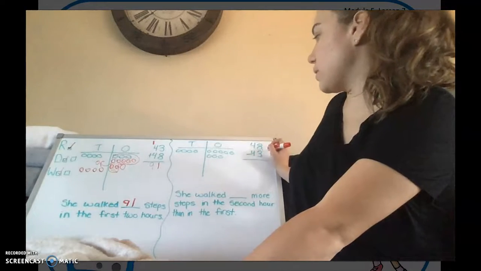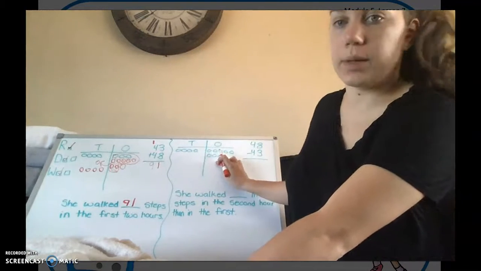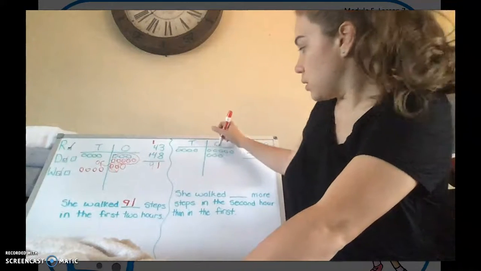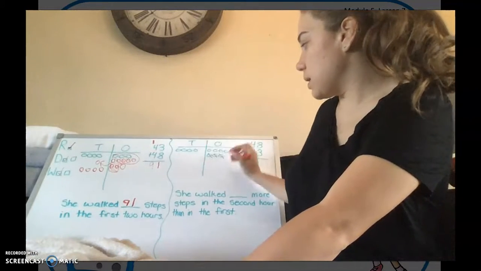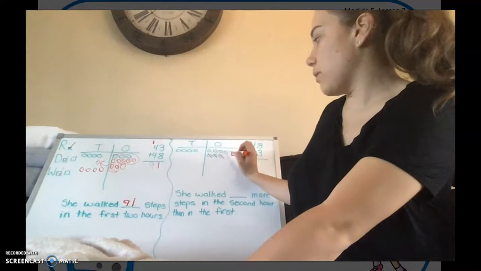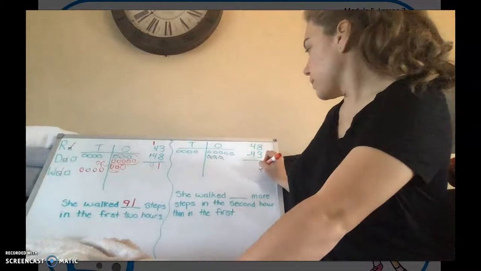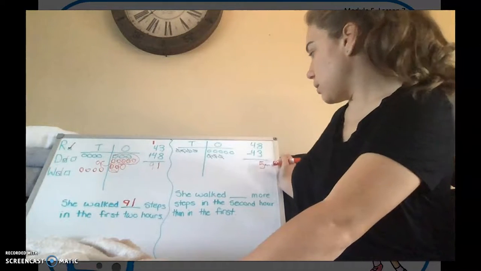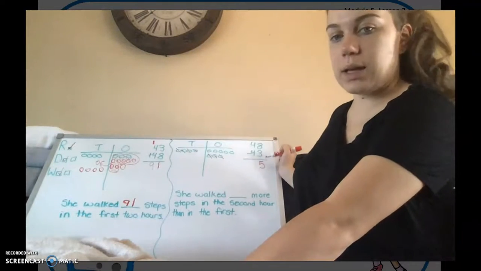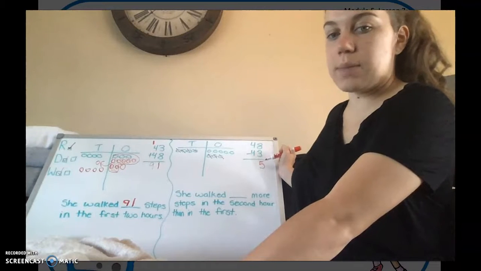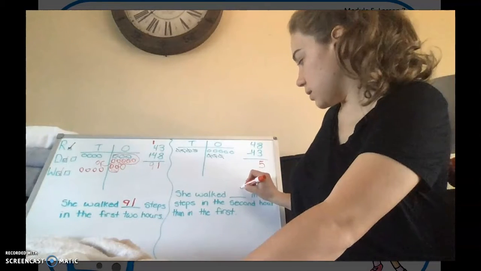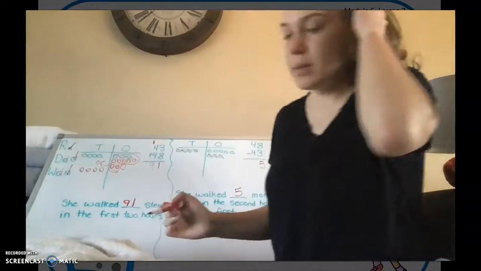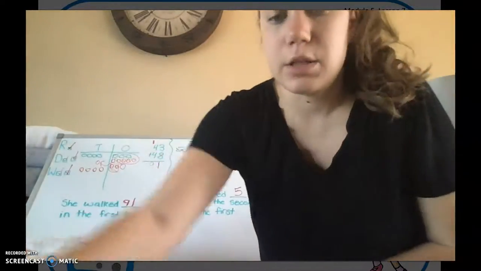So if we do 48 minus 43, I have 48 already on our board. Now we need to take away the 43. So we always start in our ones column. So I'm going to cross off 3 ones. And how many do I have left? 1, 2, 3, 4, 5. Now I need to do 4 minus 4. 1, 2, 3, 4. So that's 0. So 48 minus 43 is 5. So she walked 5 more steps in the second hour than in the first hour. So I've drawn my picture and I've written my statement for that one. So we are all done with that application problem.